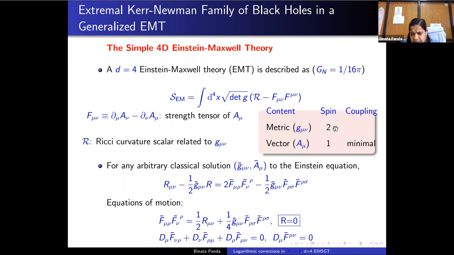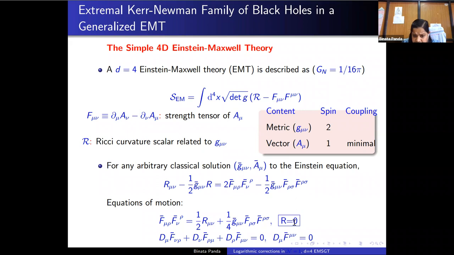So I have a metric and a vector field, and this is my background. This is the classical solution to the Einstein equation, so I wrote down its equation of motion. For this Einstein-Maxwell theory in 4 dimensions, if you take the trace of the first equation, that gives me the Ricci scalar to be 0. So in all my calculations, I get a lot of simplification from R equal to 0. But that is just simple in 4 dimensions in this particular case. So I'm using R equal to 0.